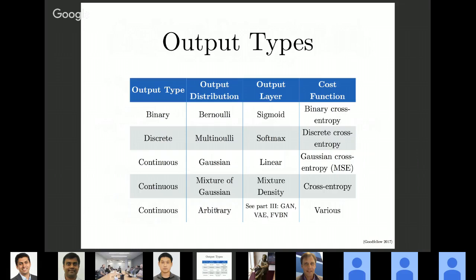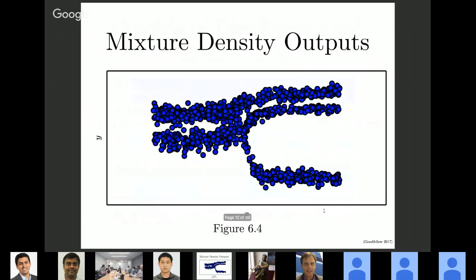You can actually go even further, and you could just say you want to learn an arbitrary distribution over the outputs. You can learn any function p of y given x. And you can do that with deep learning. It gets a lot more complicated. You can do it with things like generative adversarial nets, variational autoencoders, and fully visible belief nets. These are all covered in part 3 of the book, and they all go a little bit further than the basic gradient-based learning techniques that we've covered in this chapter, and they have different loss functions.